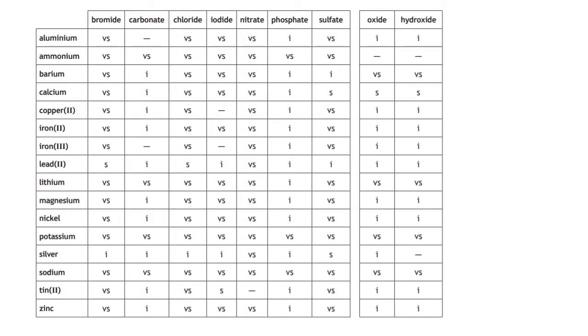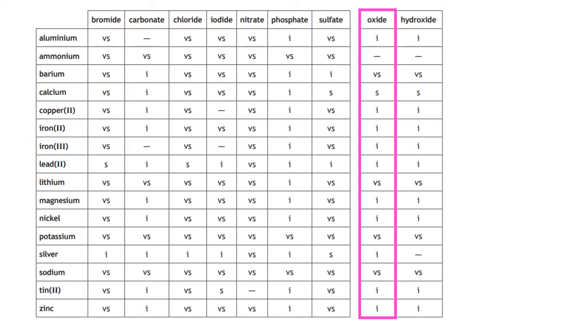So here is a copy of the table at the bottom of page 8. Now we're talking about metal oxides, so the column we care about is this one here, where we've got oxide written at the top. Now to use this table, what we look at is the name of the metal, which is on the very left-hand side, and then we read across to this column with oxide as the title. And what we're looking for is what letter is inside.